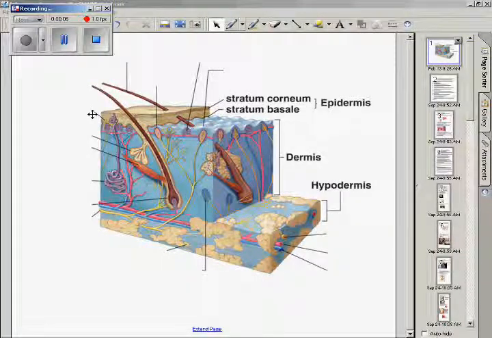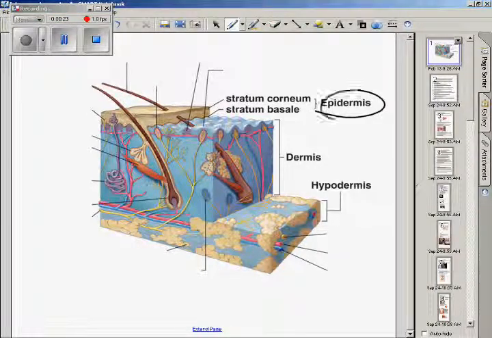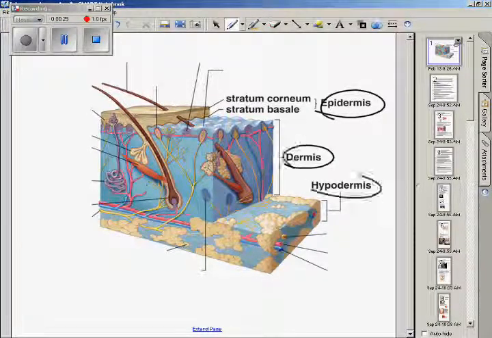This is Anatomy and Physiology, the integumentary system. All right, I went ahead and downloaded this picture from your book so that we could refer to it along with some of the others. We talked a little bit that there are basically three layers. You've got the epidermis, the dermis, and the hypodermis.